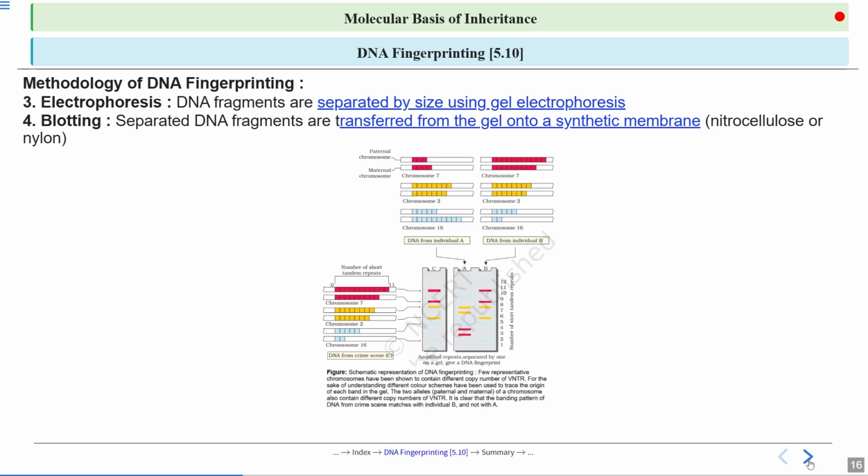First we did DNA isolation and purification. Then we made fragments of the DNA using restriction endonucleases. Third, using electrophoresis, we separated the DNA fragments on the basis of size. Then we did this blotting step, in which the DNA fragments that we got from the gel electrophoresis are transferred from the gel onto a synthetic membrane, made up of either nitrocellulose or nylon.